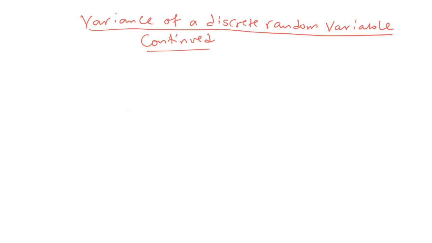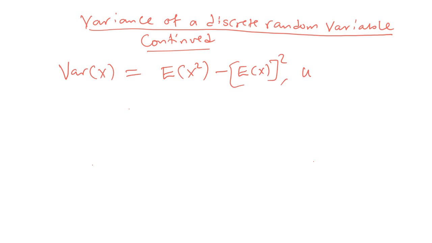We say that the variance, abbreviated Var(X), where X is the discrete random variable, is given by the expectation of X squared minus the square of the expectation of X. So it is E(X²) minus the square of E(X), where E(X) is equal to mu, and it is called the mean. We looked at that in the most previous lesson.